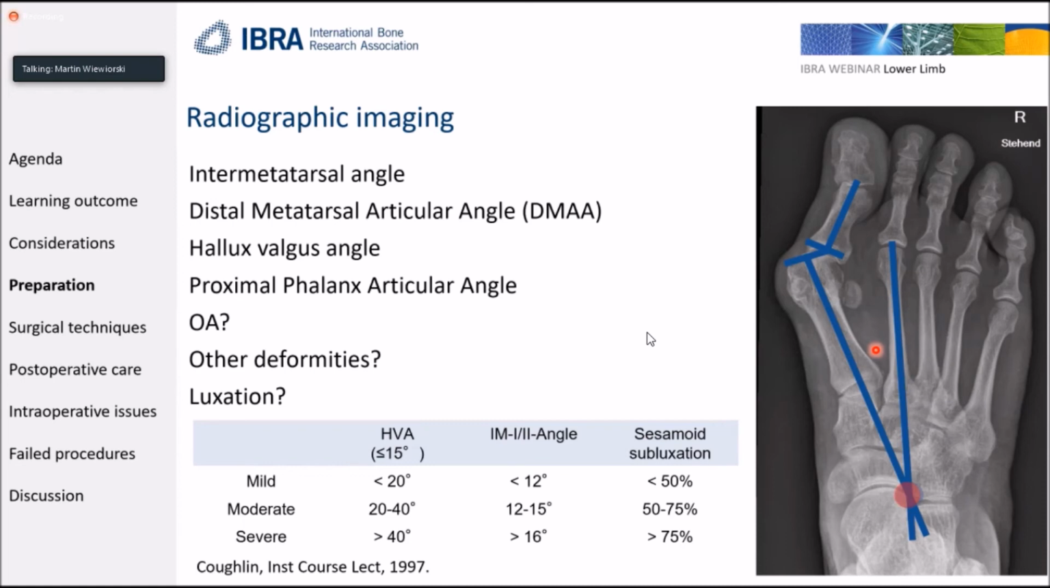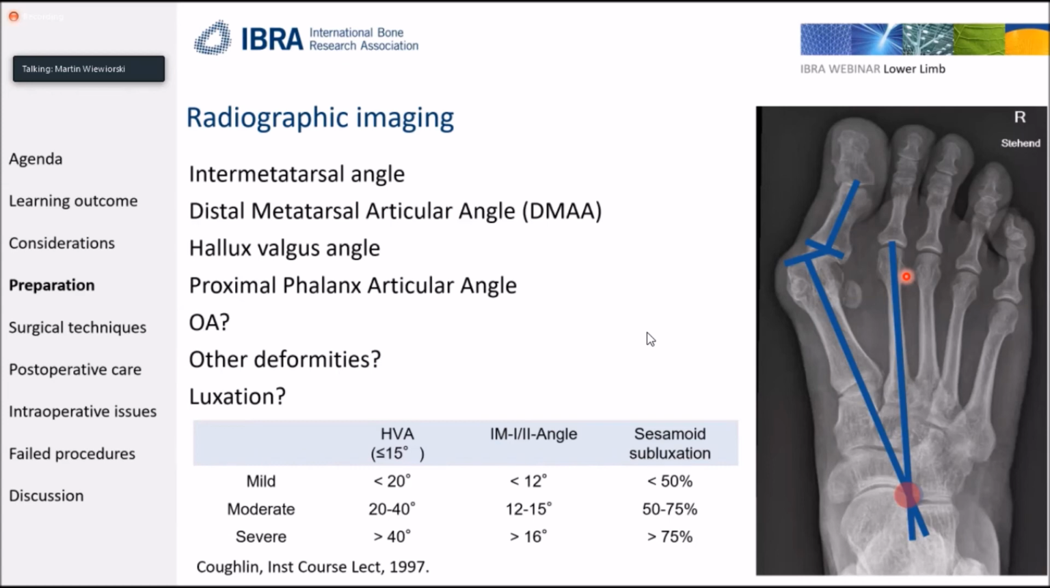But yes, you can measure this. And another angle, which I think also is not really important because you can always decide intraoperatively if you will correct this or not, is the proximal phalanx articular angle. Other things that you have to look at, which are really important, especially for making a decision what kind of surgical technique you want to use.